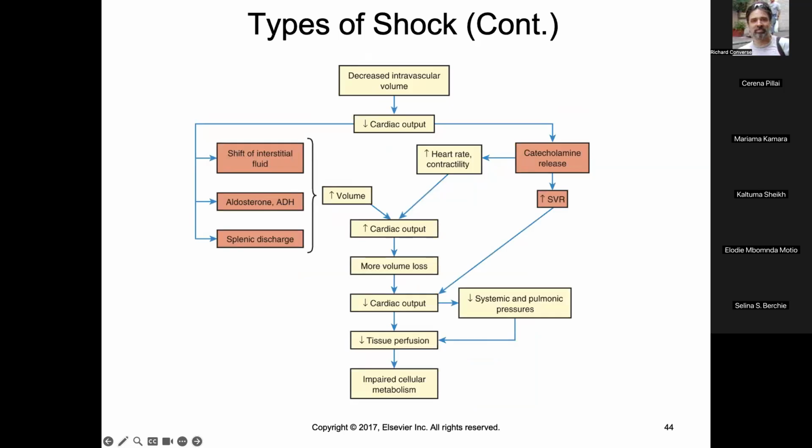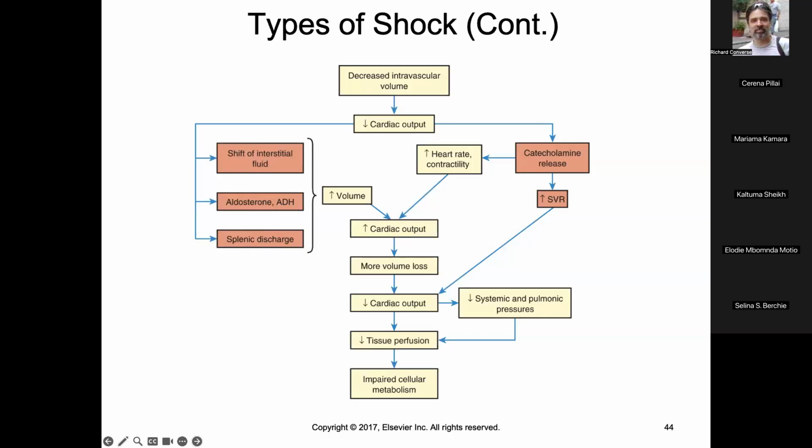Decreased intravascular volume results in a drop in cardiac output. Okay. This can be either as a result of shift of interstitial fluid, or the result of a reduction in the production of aldosterone and ADH, okay, which is going to reduce fluid volume, and can result in reduction in splenic discharge. Now, to compensate for this, all of these will try to kick up, all right? You'll see an increase in blood volume, an increase in cardiac output, more volume loss, results in a reduction in cardiac output, reduction in tissue perfusion, and impaired cellular metabolism.